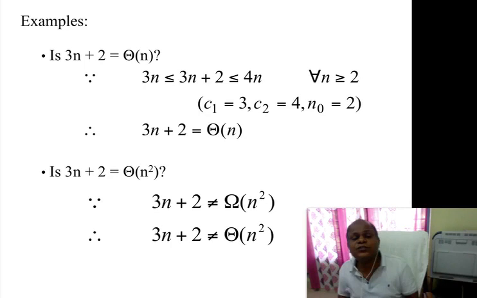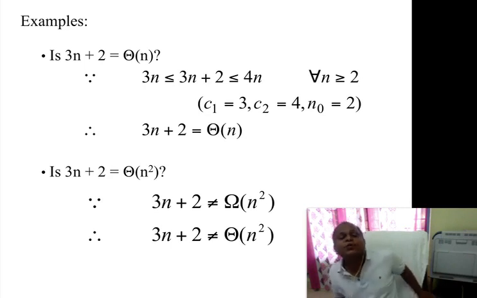Now let us consider 3n plus 2 is equal to theta of n. Yes, you can say that 3n plus 2 is less than or equal to 4n and greater than or equal to 3n. Hence in that case c1 is equal to 3, c2 is equal to 4 and n0 is equal to 2. Hence 3n plus 2 is equal to theta of n.